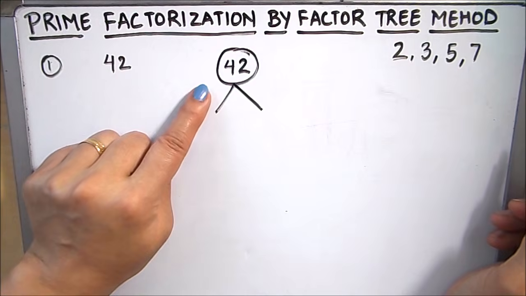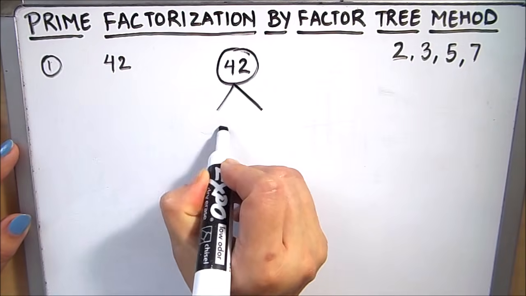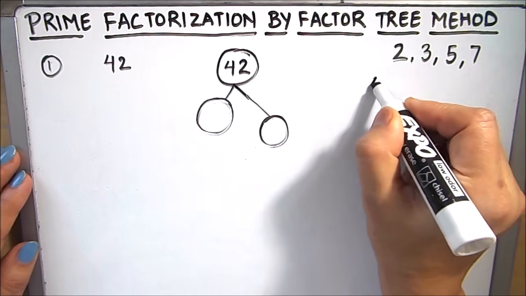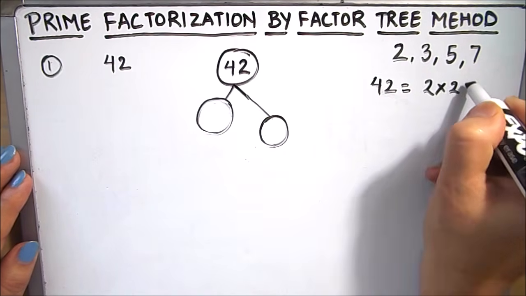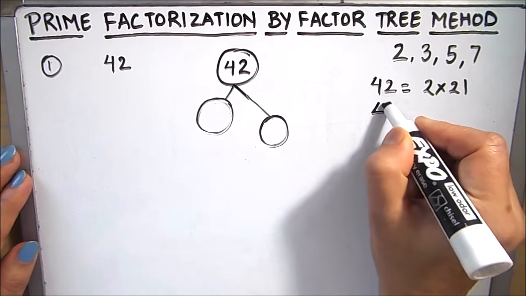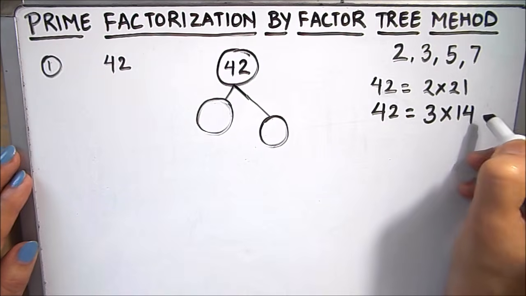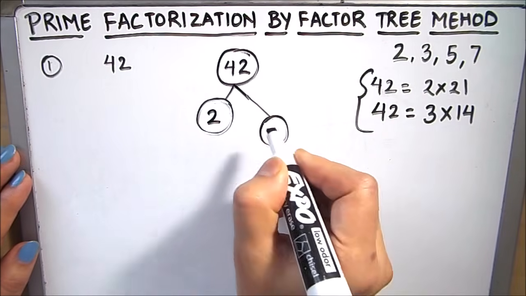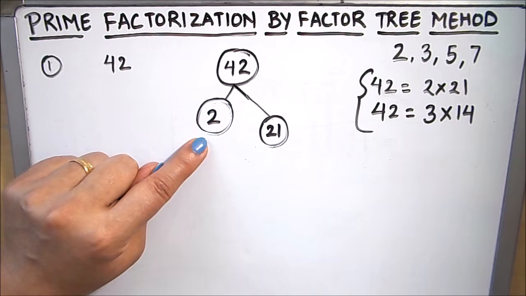Now we are going to write 42 in terms of its two factors, in which one should be a prime number. So 42 can be written as 2 times 21, or 42 can also be written as 3 times 14. I am going to take 2 times 21 as the factors. You can even take 3 times 14. 2 is a prime number. It cannot be further divided.